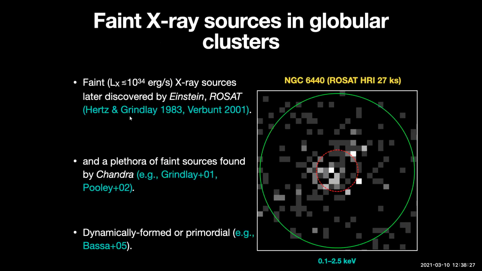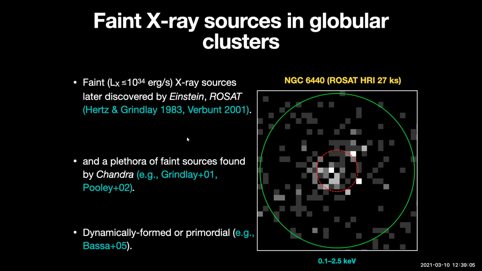Later, with the Einstein and Rosat missions, many faint X-ray sources were also discovered in the direction of globular clusters, typically below 10^34 erg per second. Here on the right, I have a Rosat HRI image showing the globular cluster NGC 6440. The dashed red circle represents the size of the core, and the solid green circle is the half-light or half-mass radius of the cluster. You see some X-ray emission from the core, but it's not well resolved due to the limited angular resolution and sensitivity of Rosat.